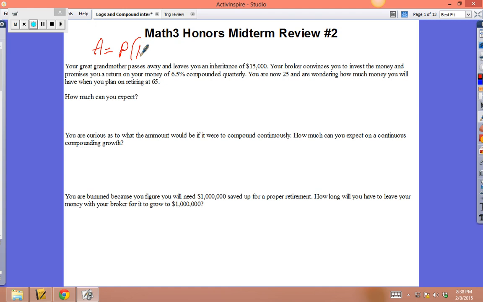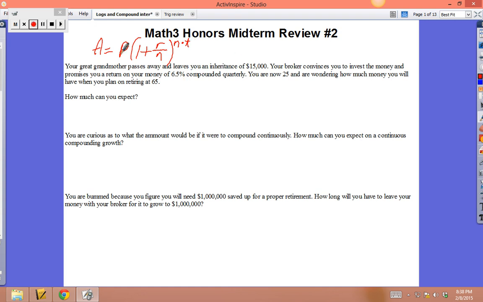100% of what you deposited, plus you're going to add to that 100% all the interest. And the interest is going to be the rate divided by the number of times it compounds. And then you're going to raise that to the number of times it compounds multiplied by how long you leave it in the bank. So, this first problem, I think you're going to leave the money in the bank for 40 years. So 40 is going to go where T goes.